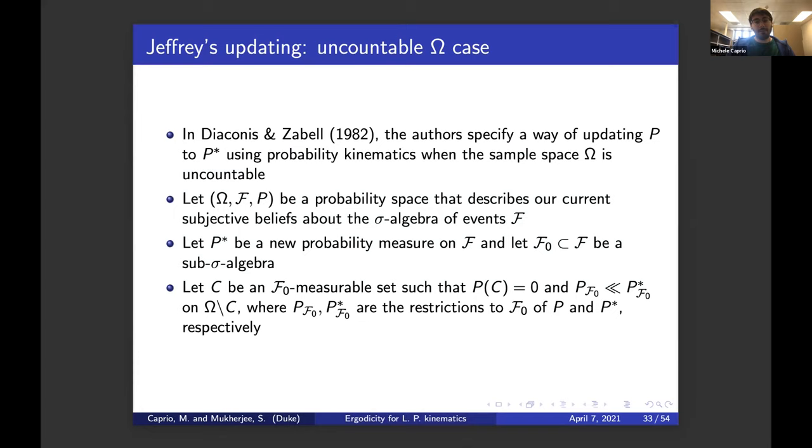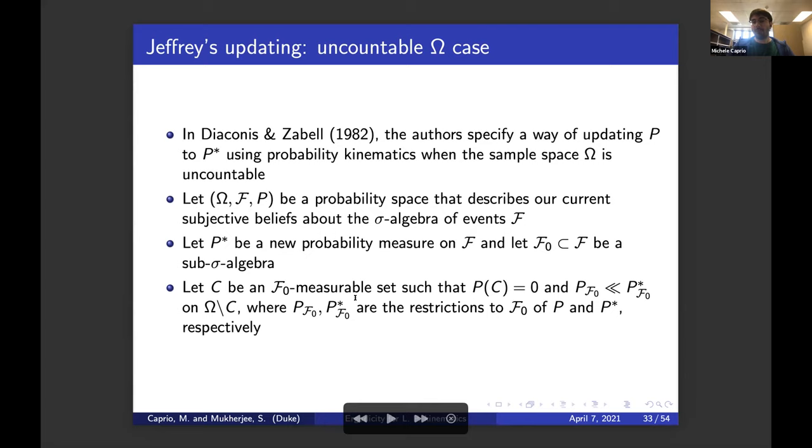Now let's move to the uncountable case, which is way more difficult, but still we can do something about it. So Diaconis and Zabell are the first ones that gave an uncountable omega version of Jeffrey's updating. So they consider a probability space. They call P star a new probability measure on the sigma algebra F, and they call F0 a sub sigma algebra of F.